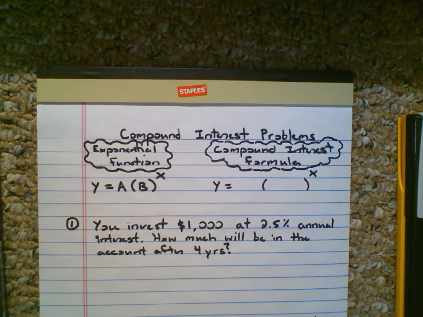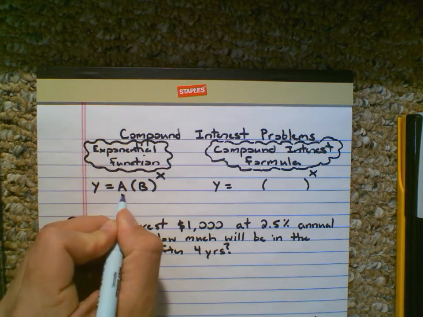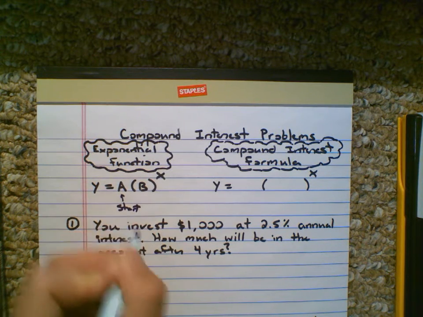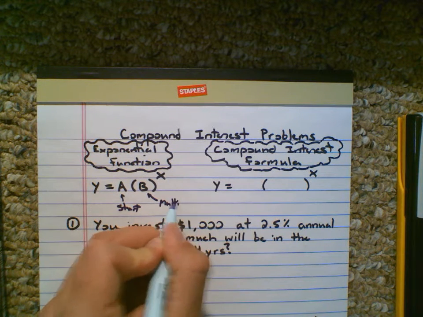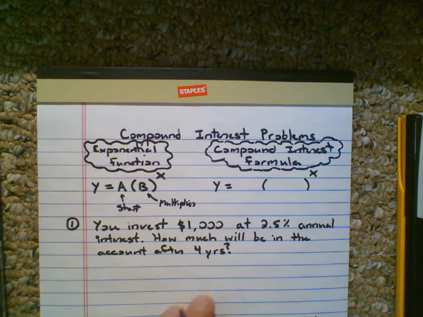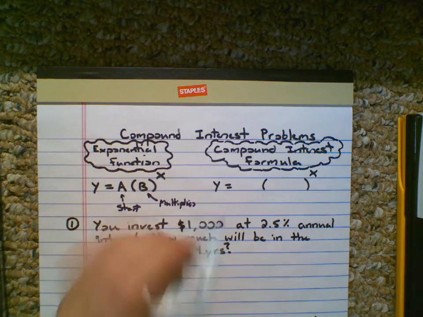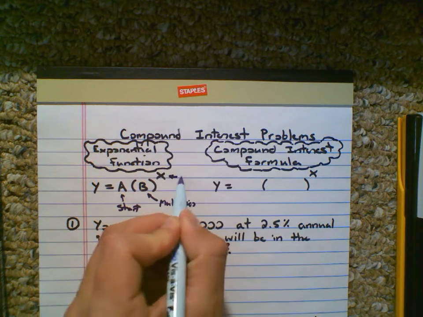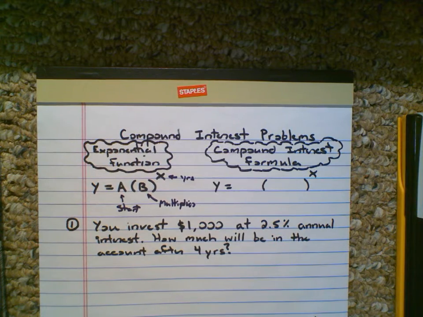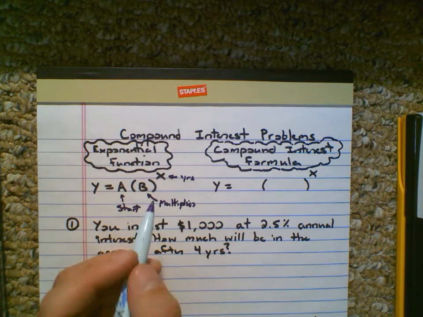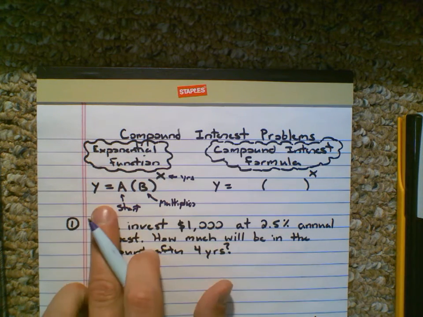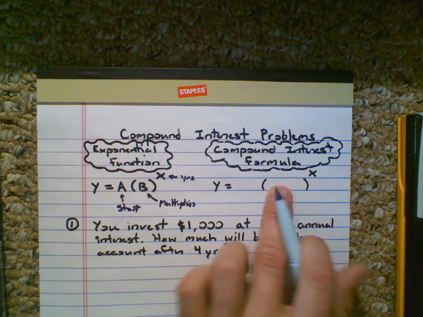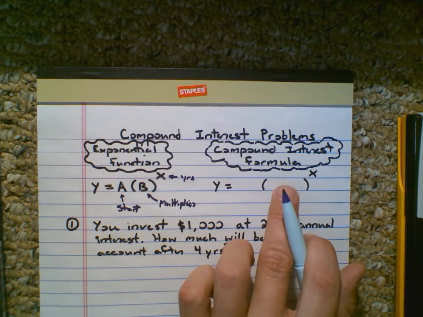So, exponential functions thus far, what we know is that A is our starting value, what we're starting with, and B is what we're multiplying by. In this case, I'm going to call it the multiplier. And then X for compound interest formulas is normally in years in our case. Now, what's different about this formula than the formula that we've been using with exponential functions is the multiplier. The way we think about the multiplier is just slightly different.